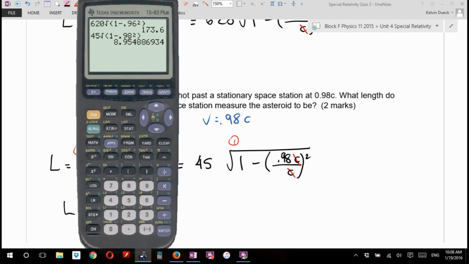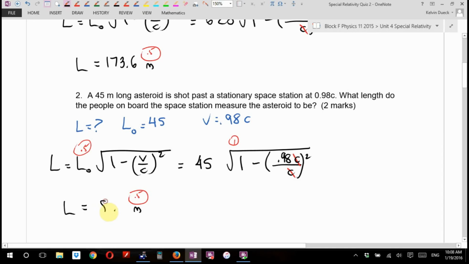If you said 8.9, I'd take a half mark off. I'd say round off properly. There's a 5 next to the 9. If you said 8.95, if you said 8.955, whatever. Also on the previous one, if you said 174, I'd also obviously take that. Again, round off properly is all I'm saying. So I'm going to go 8.95. Almost 9 meters long. About 1/5 as long. 45 divided by 9. Yeah, 1/5 as long.